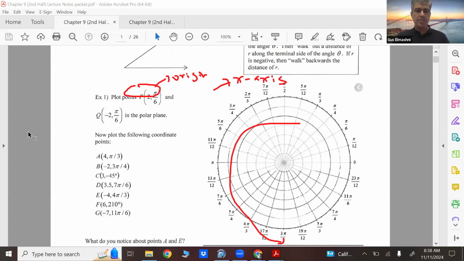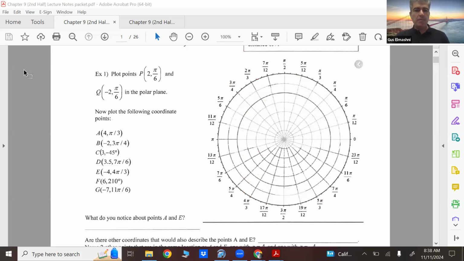So here we go. Example 1: a radius of 2 and a theta of π/6. I'm just going to plot a point right here. That's point P. See, I'm on the second circle and I'm at π/6. Now Q has a negative r value, so it's going to be like this.